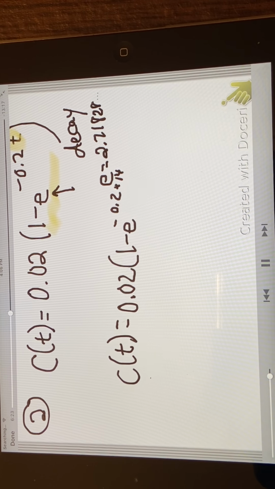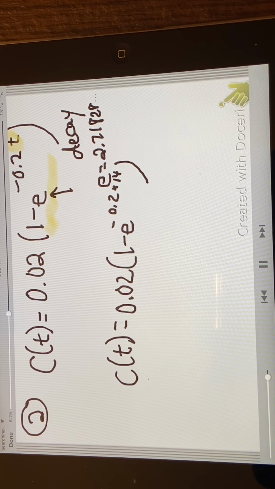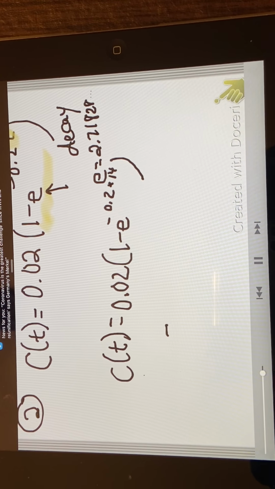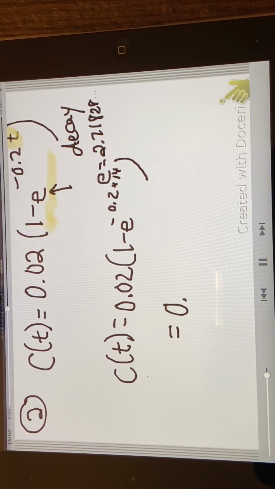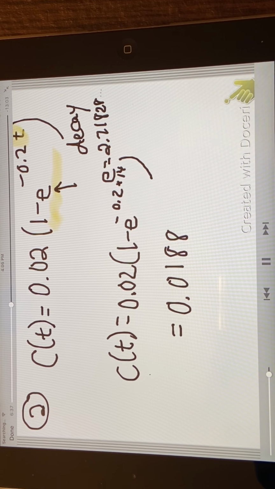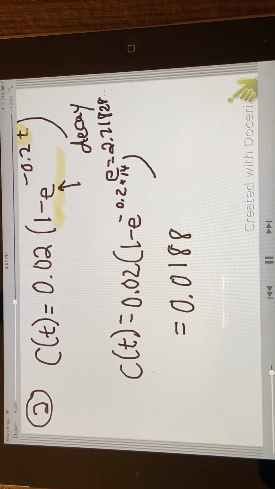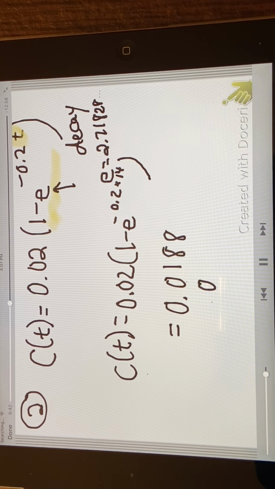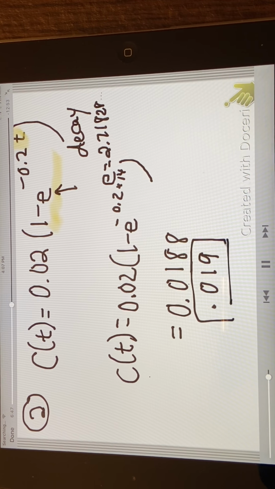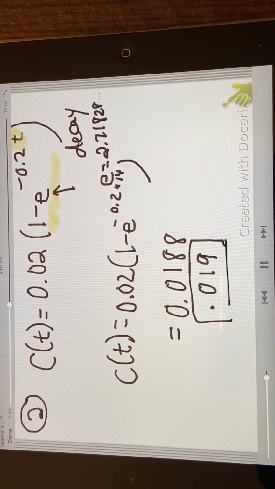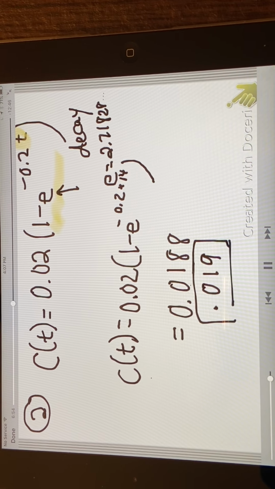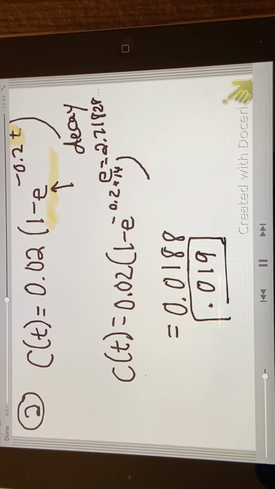I kind of ran out of room there. So you're going to actually type all of this into your calculator just like you see it, and you're going to end up getting 0.0188. And it says round it to 3 decimal places, so 123.019 would be your final answer. So it didn't give me a unit of measurement, but maybe cc's or something like that would be my unit. Okay?